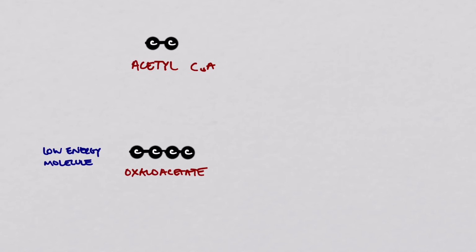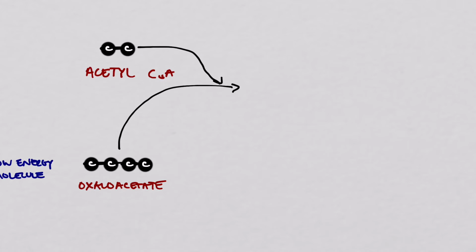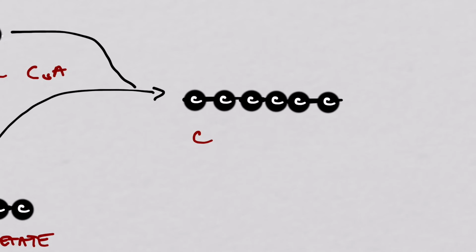And it joins up with acetyl-CoA. So acetyl-CoA joins with oxaloacetate, and acetyl-CoA is a relatively high energy molecule, and they're going to make a 6-carbon molecule called citrate, or citric acid. So here's our citrate. Citric acid.